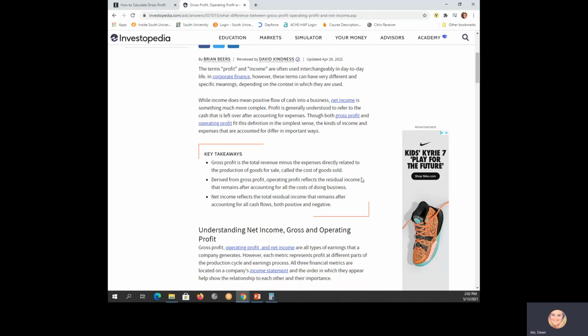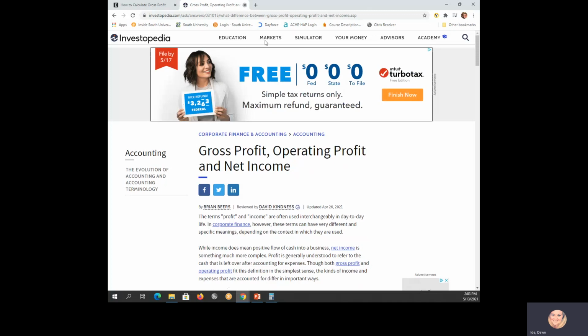Derived from gross profit, operating profit reflects the residual income that remains after accounting for the cost of doing business. Okay, so operating profit, I'm sorry, that sneeze got me all thrown off, has to do with how much you're actually making after those expenses. Okay. So we watched that one.